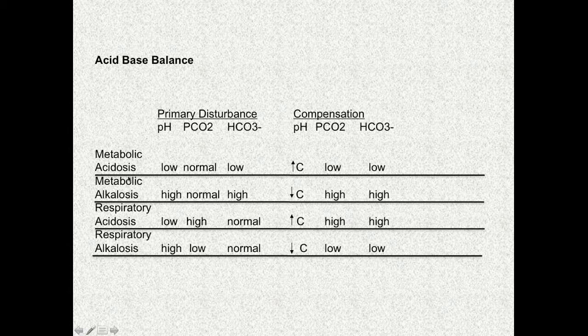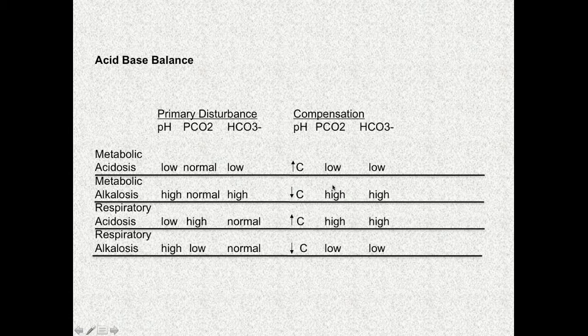A similar situation happens with metabolic alkalosis, so pH is high. PCO2 is still normal because this is a metabolic problem. But in this case, with alkalosis, HCO3 is high. Right? HCO3 is a base. It's high, it's causing the alkalosis. When the compensation kicks in, the pH goes down. Okay? It's high and it goes down as a compensation.